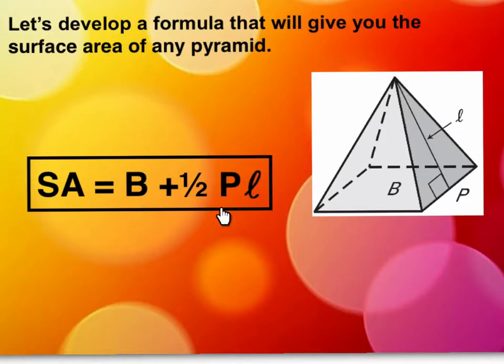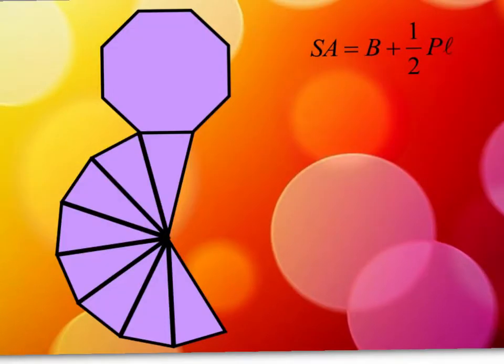But if you forgot this formula or don't remember it or can't research it and find it, you can always find the area of all the bases, or excuse me, of the base and of the triangles around it, and then add that together. Here's another way to look at that formula and also a shape.